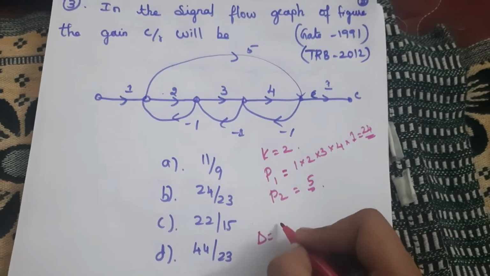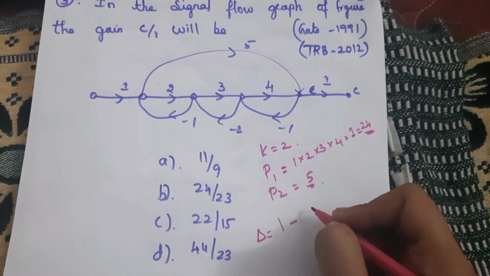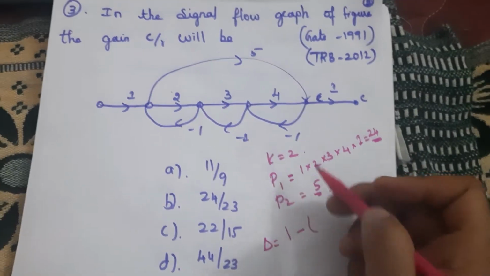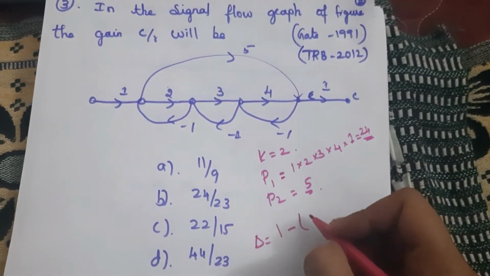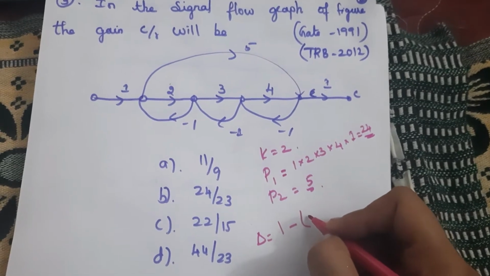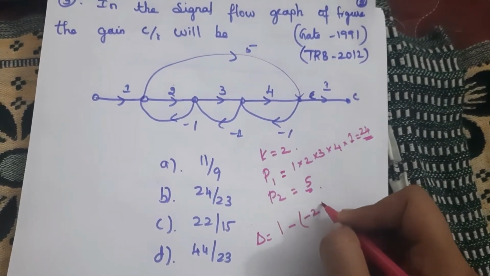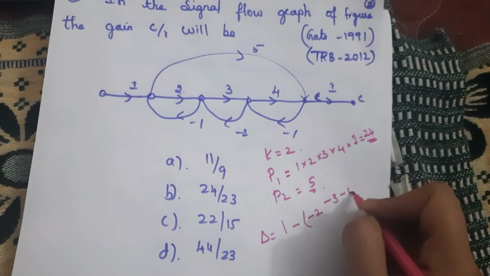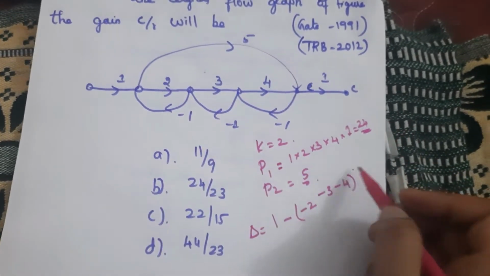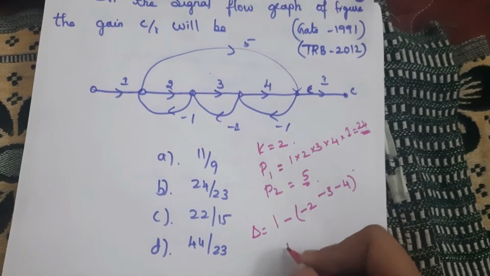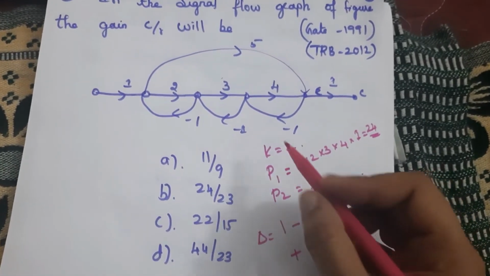So del is 1 minus the sum of individual loop gains. There are 1, 2, 3 individual loops, so we have -2, -3, -4, and plus the sum of non-touching loops.